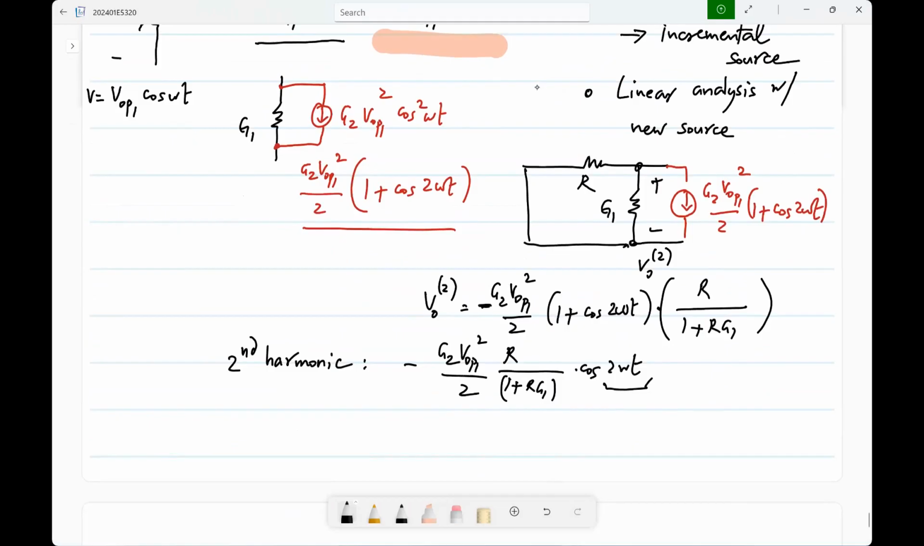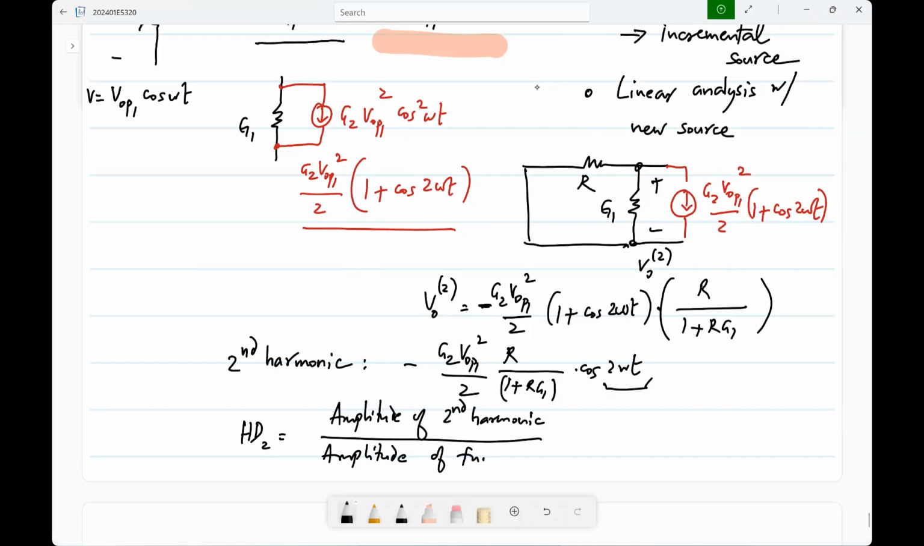And if you want to, you could specify, typically harmonic distortion is specified as the amplitude of the second harmonic divided by the amplitude of the fundamental. Okay. And if you want it in dB, you take 20 log to get you the answer in dB. Okay. If you buy audio amplifiers and so on, you will see total harmonic distortion either specified in percentage or in dB or something. Okay.